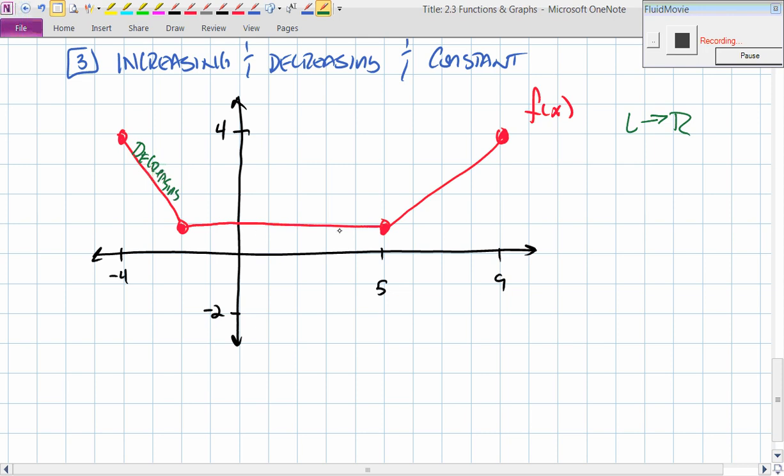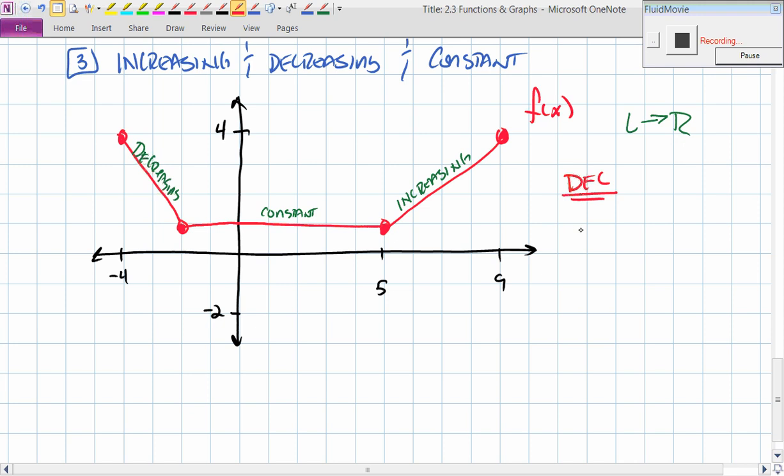Right? What's this part in the middle here? That's our constant part. And then what's this part over here? Increasing, right? Because we're going from left to right. Now, that's the easy part. The harder part is learning how to label these things. So we'll start with decreasing.